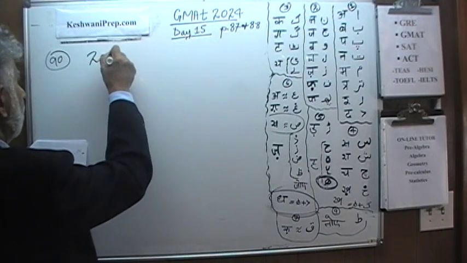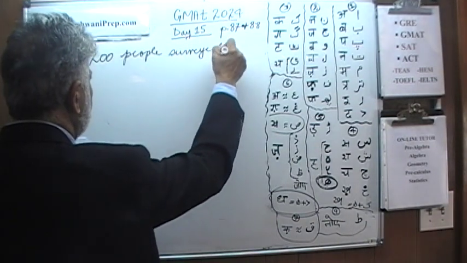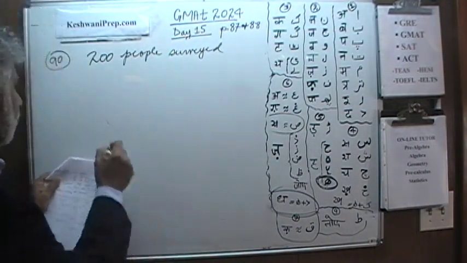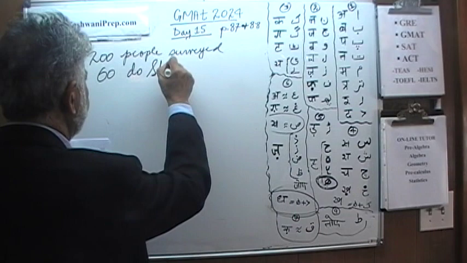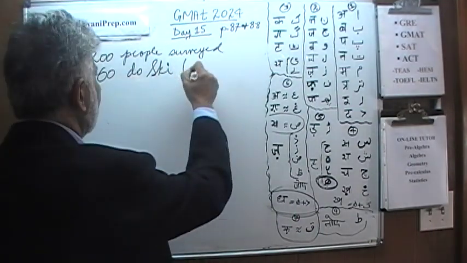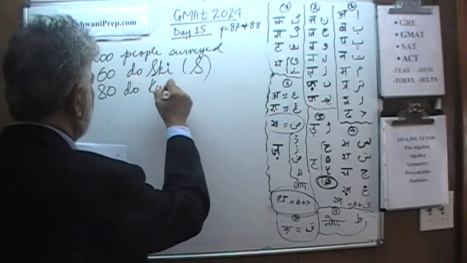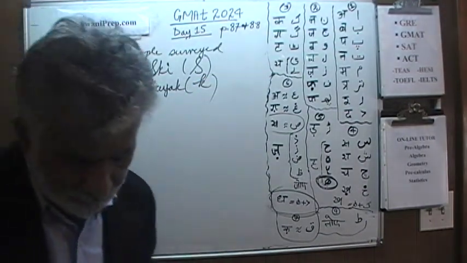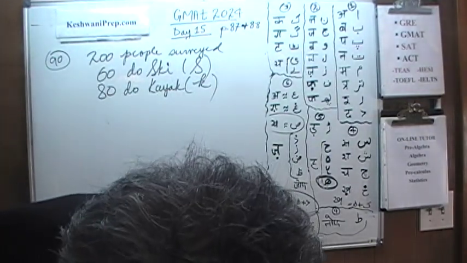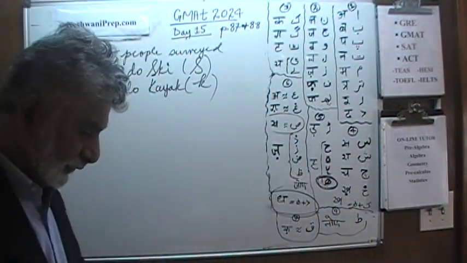We are told that we surveyed 200 people. Of the 200 people that we surveyed, 60 of them said that they do skiing. We're going to use letter S to represent skiing. 80 of them said that they do kayaking. We're going to use letter K. Now in the problem itself, for those of you who have the book, they talk about skiing and skating, which is annoying. You could use K for skating, but I just decided to use a different sport.